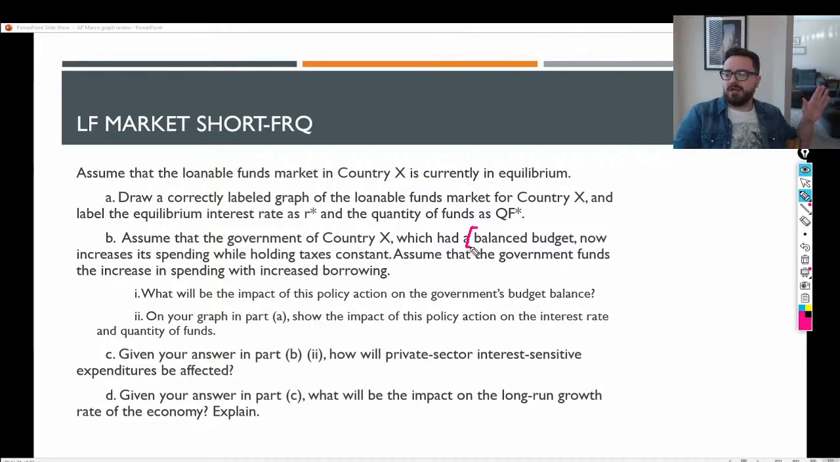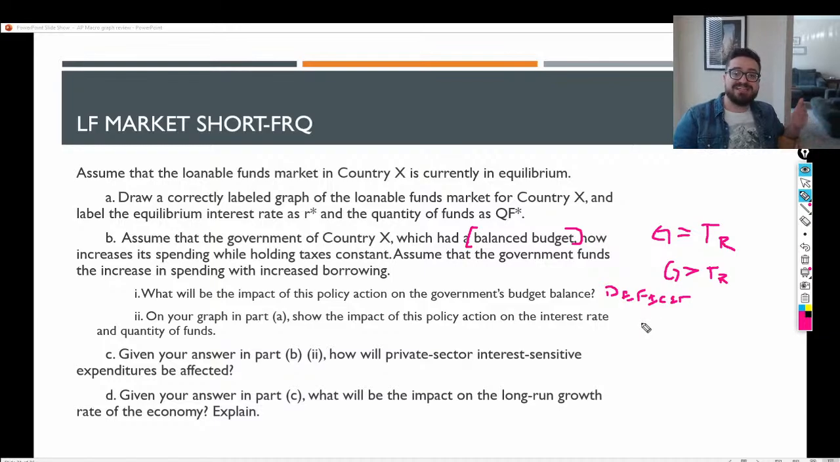They were in a balanced budget, which meant that government spending was equal to tax revenue. They just increased spending while holding taxes constant, so government spending is now greater than tax revenue. And if government spending is greater than tax revenue, you are in a deficit. Sorry for all the clicking. But if you're spending more than you're bringing in, you're in a deficit. If you were spending more money than you were making, you would be in debt. Deficit, debt, there you go.